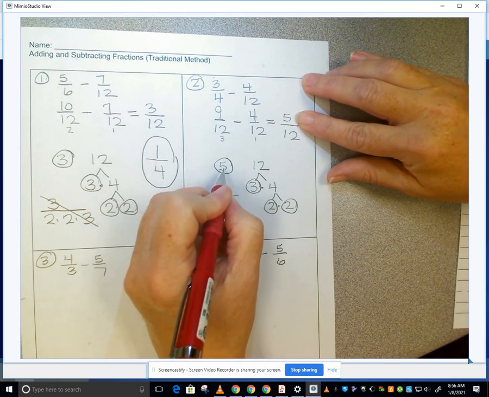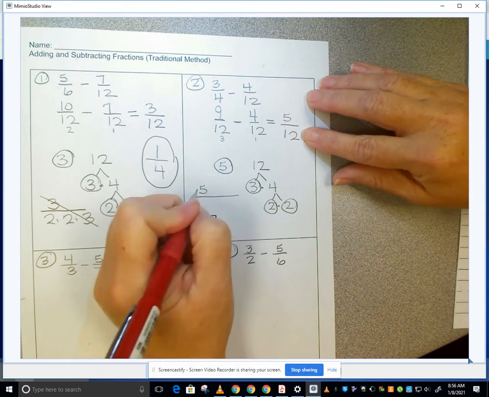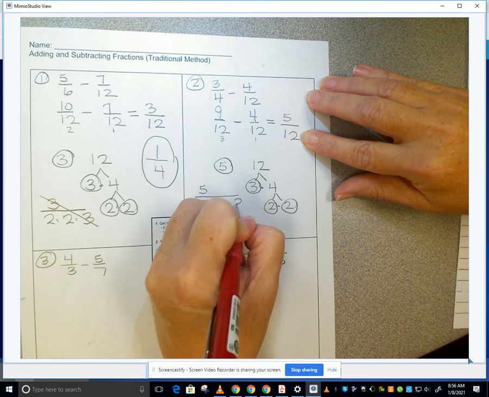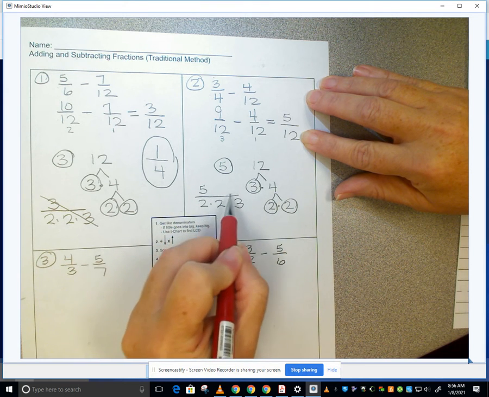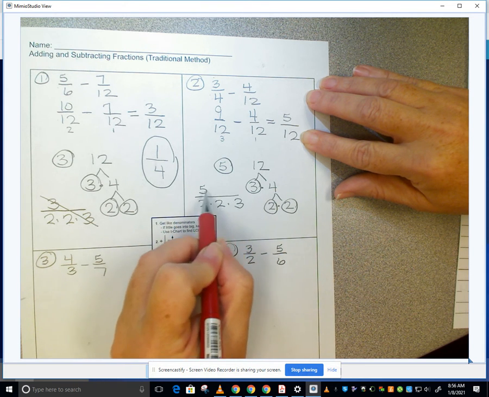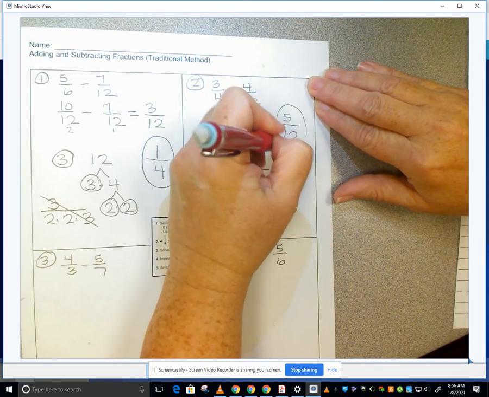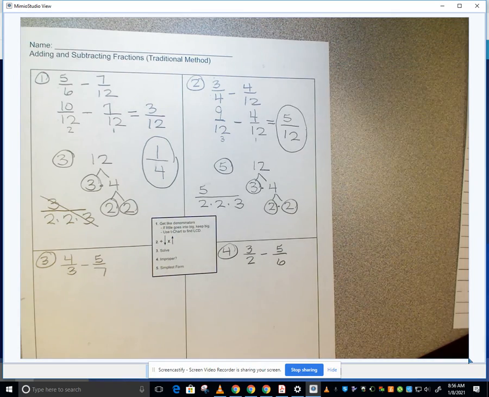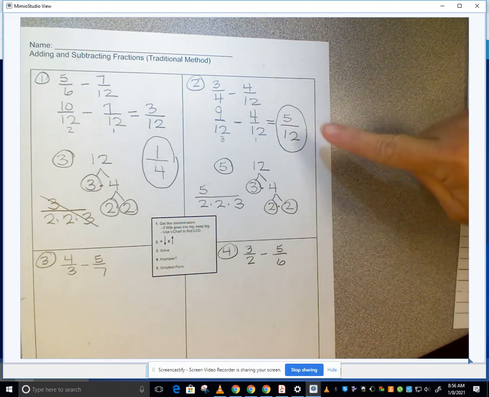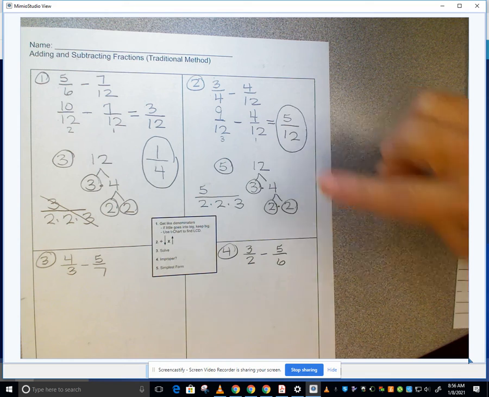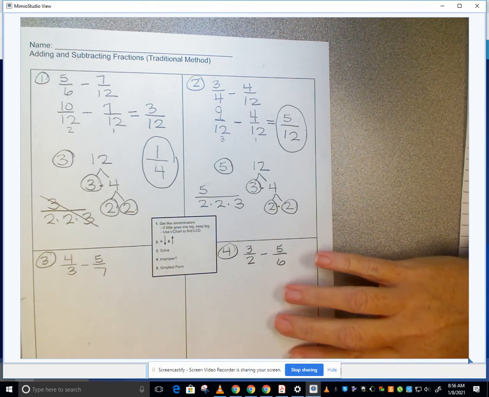The numbers circled for 5 go on top. The numbers circled for 12 go on bottom. 2 times 2 times 3. We don't have a match, do we? So that tells me that 5/12 is already in simplest form. And the reason I always circle my answer is because I've got so much work. Circling the answer makes it stand out better.